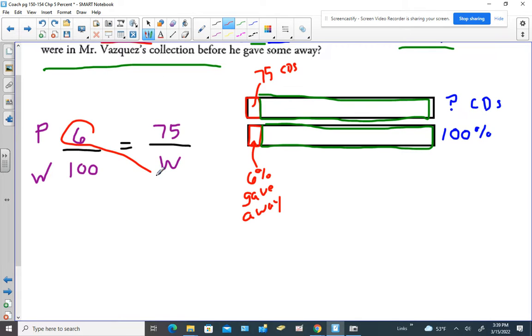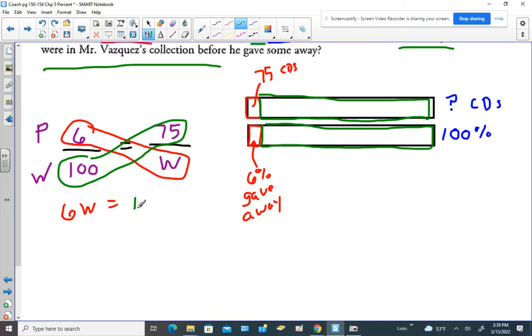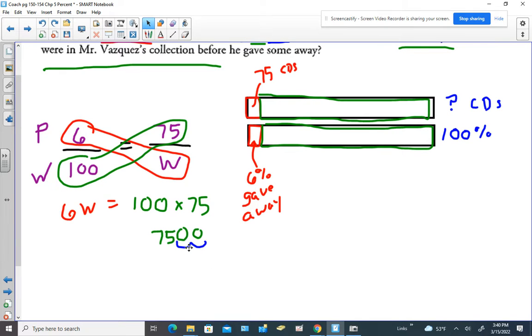If we look at this, the cross product would be 6 being multiplied with W, and going this way, we have 100 being multiplied with 75. Anytime you're multiplying any number by 100, so in this case we're multiplying 75 with the 100, it's the same as moving the decimal over 2 to the right. So if I move this decimal over 1, 2 to the right, then I would have to add a couple of zeros. So what number are we really looking at there? We're looking at the number 7,500. That's the product of this times this. Let's bring down the equal sign, and let's bring down the 6W.